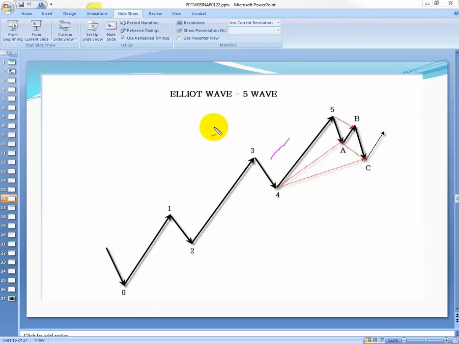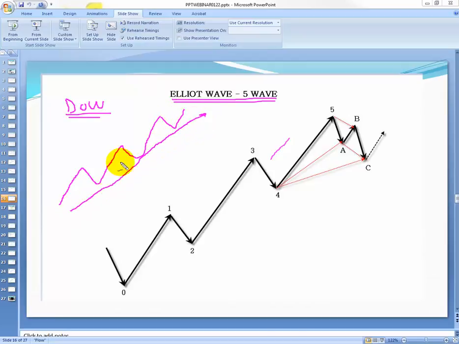So if you look at this right here, Elliott wave. I'm going to stop here for a moment. We're going to talk about Elliott wave. Elliott wave originally comes from the Dow theory. Originally it all started with the Dow theory, and that the markets have waves in them.